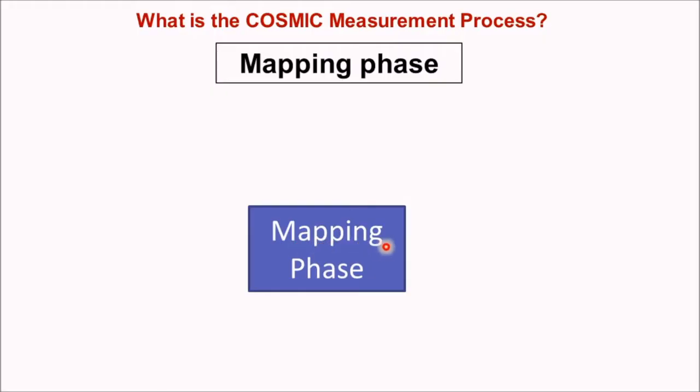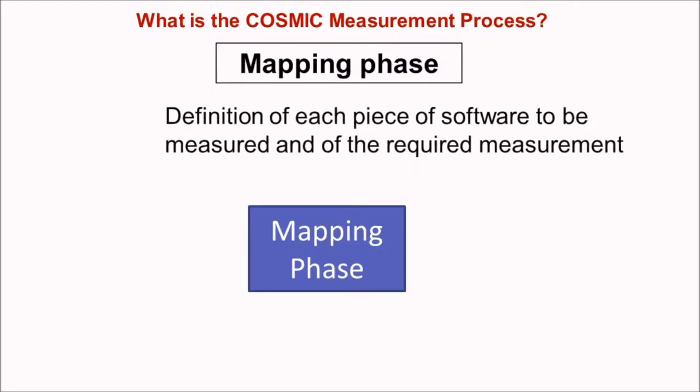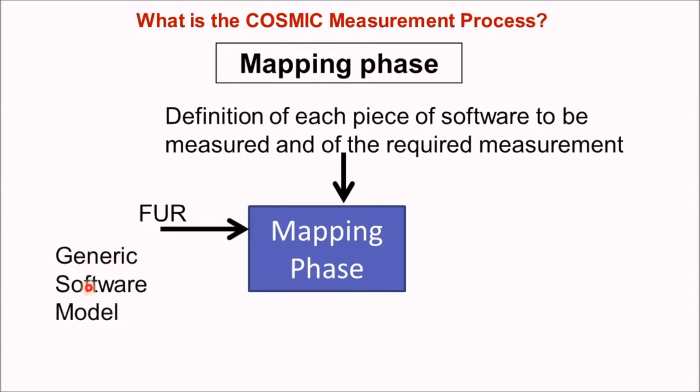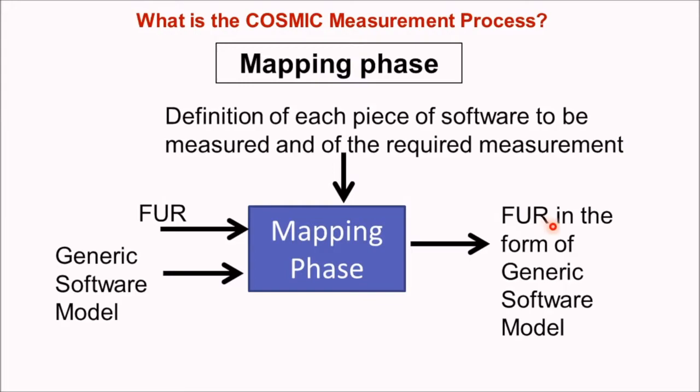When we look at the semantic of this mapping phase, it will be like this. The definition of each piece of software to be measured and of the required measurement is taken as input, and we also provide the functional user requirements and apply the generic software model. And out of this, what we get is the functional user requirements in the form of the generic software model, which can then be easily measured in the next phase.